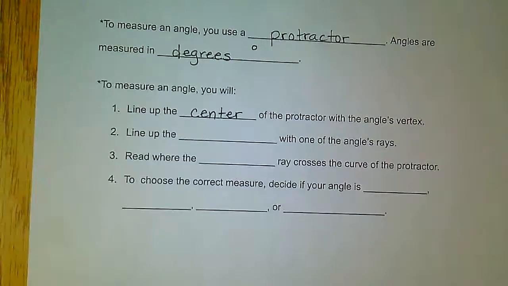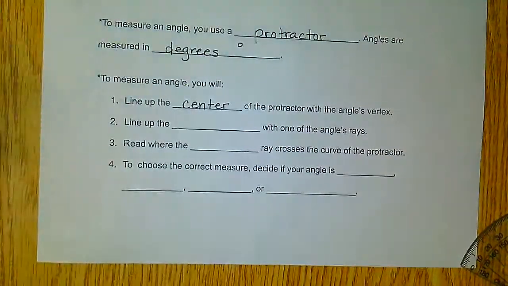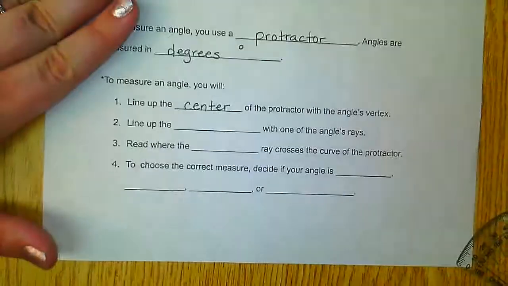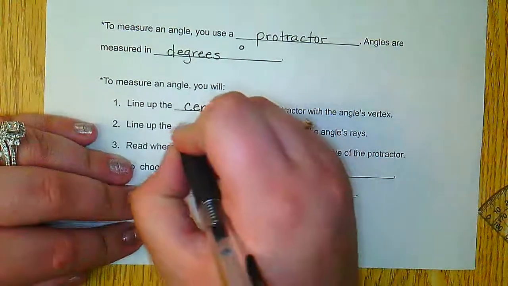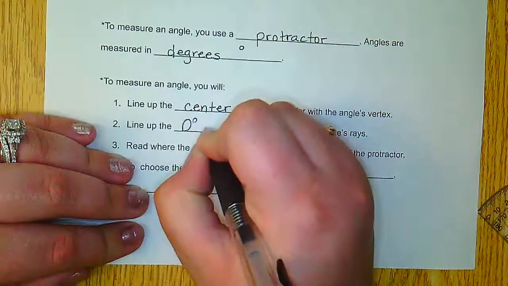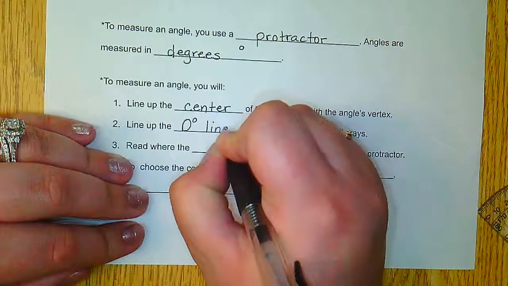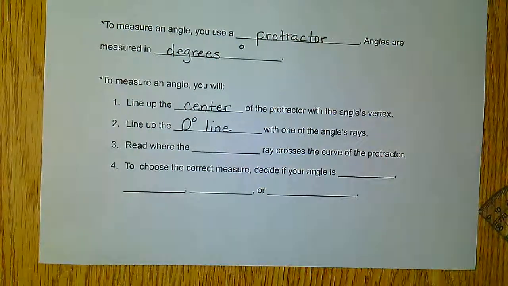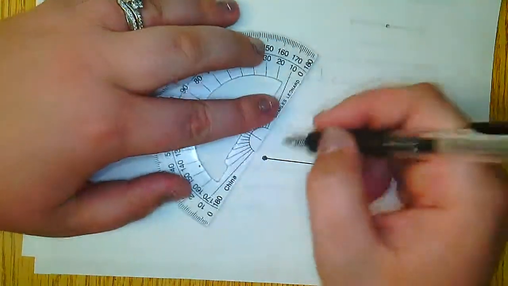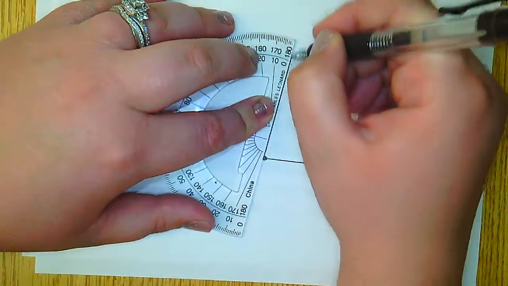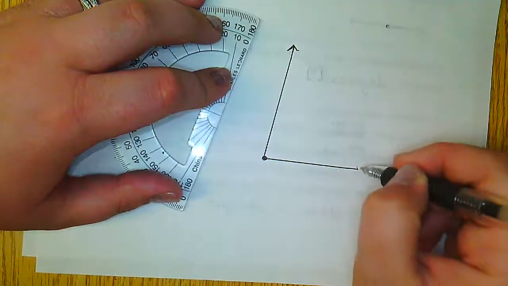Next, we line up the 0 degree line with one of your angle's rays. So I'm actually going to draw an angle really quickly.